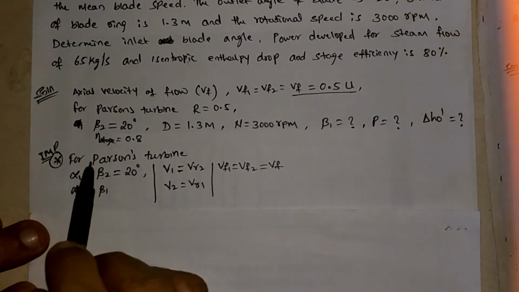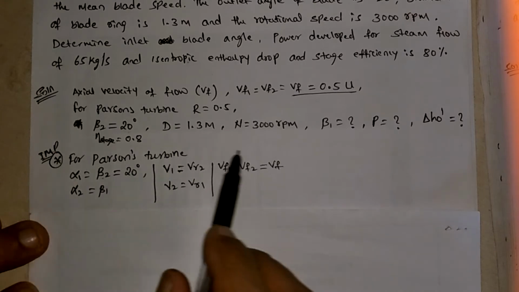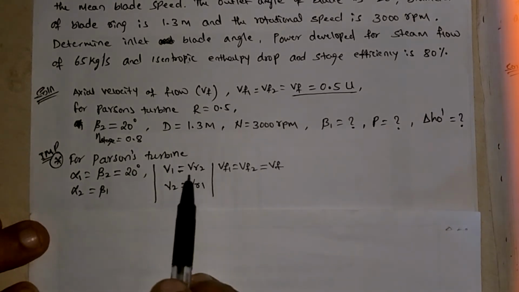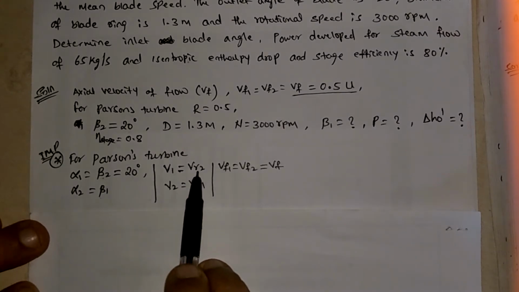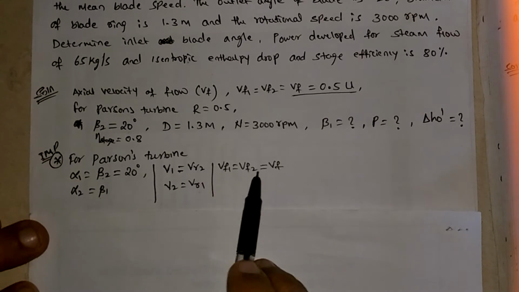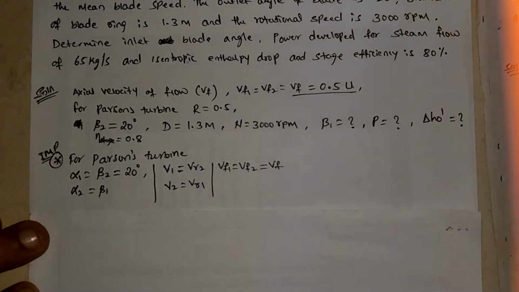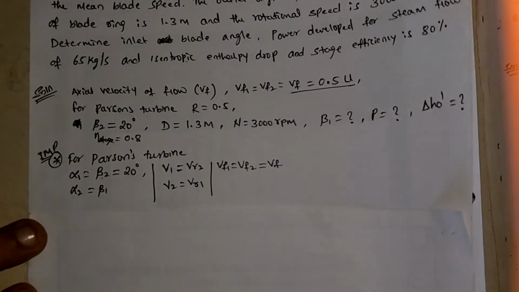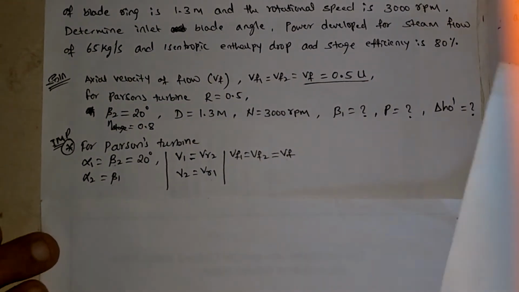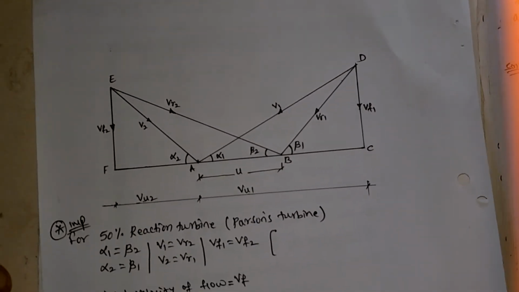So this is a very important condition for Parsons turbine. Alpha 1 is equal to beta 2 and alpha 2 is equal to beta 1. Similarly, V1 is equal to VR2, V2 is equal to VR1, and Vf1 is equal to Vf2, that is equal to Vf, right? So always remember that for any Parsons turbine, the velocity triangle will be symmetric to the y-axis, as you can see here.